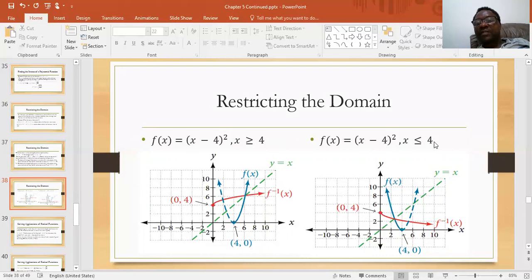For the domain where x is less than or equal to 4, we will take the other side of the parabola, this side, and we will get the graph of the red portion by taking a symmetric graph with respect to the line y equals x. So depending on the domain you are choosing for the definition of your function in order to get the inverse function, you will have different definitions for the inverse function.